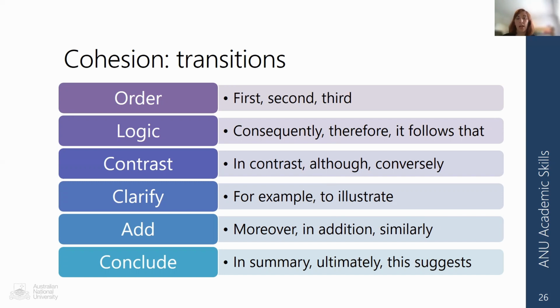Now you can look at how I am using these transitional phrases, these cohesive devices, whatever you want to call them, usually at the beginning of sentences, to help the reader follow along with your complex information. So the order of first, second, third is helpful, helping the reader along with the logic of how one thing follows from the next, how to understand what you're contrasting, how to clarify, how to add more information, how to conclude.